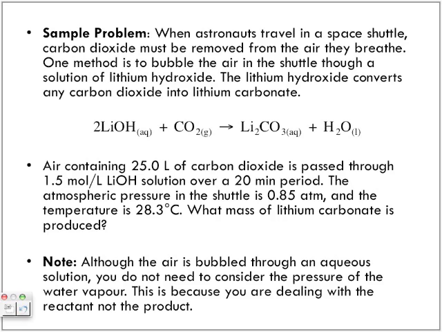So here's our formula. 2 moles of lithium hydroxide combines with 1 mole of carbon dioxide and produces 1 mole of lithium carbonate and 1 mole of water. So air containing 25.0 liters of carbon dioxide is passed through 1.5 moles per liter of lithium hydroxide solution over a 20-minute period. The atmospheric pressure in the shuttle is 0.85 atmospheres and the temperature is 28.3 degrees Celsius. What mass of lithium carbonate is produced?